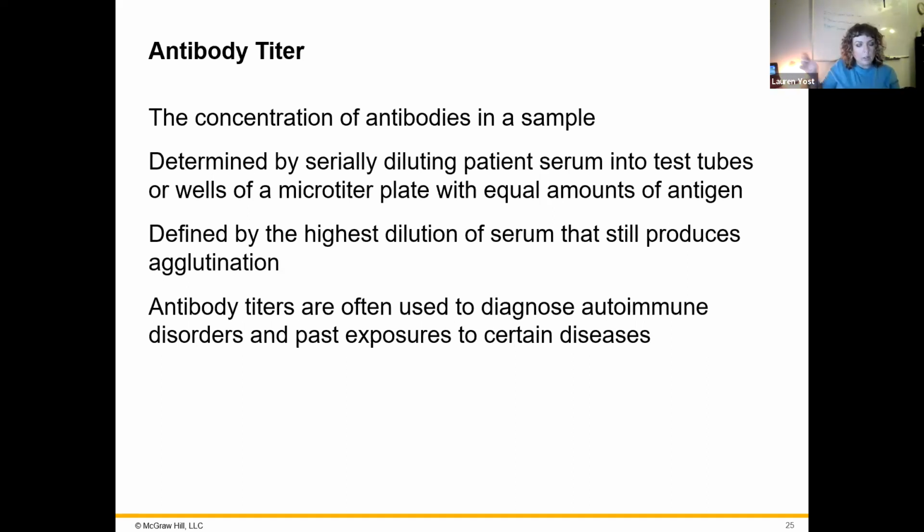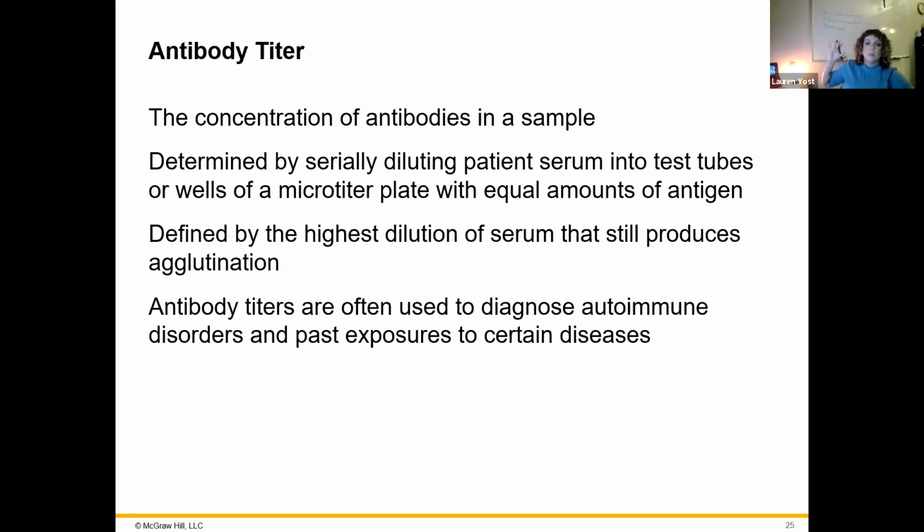So we did 1 to 10 dilutions in every single step, and we're still getting agglutination at the 1,000, but not at the 10,000, then 1,000 is the highest dilution that we're still producing agglutination, but it is still going to be the lowest concentration that we're still seeing. It's the same thing. That's what I'm trying to say. So be sure you understand that concept and don't get confused by that. All right.